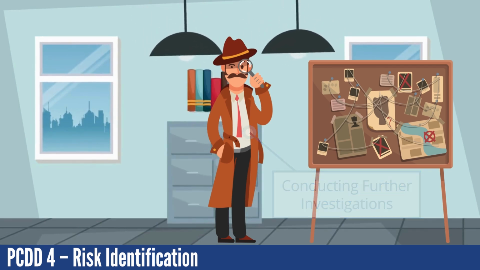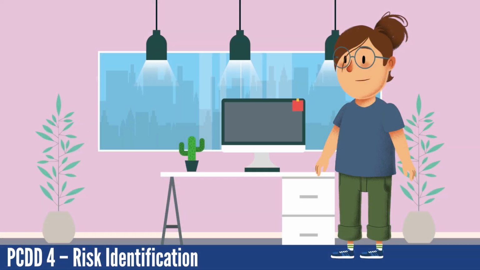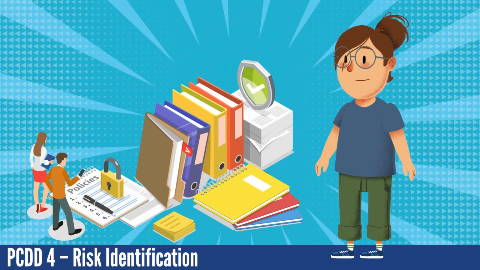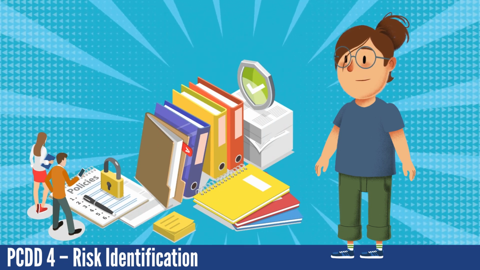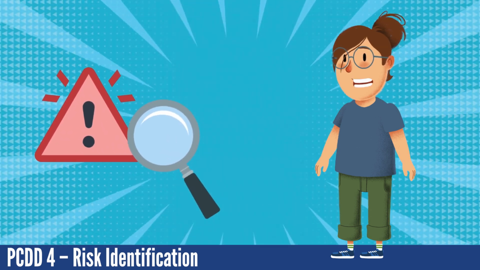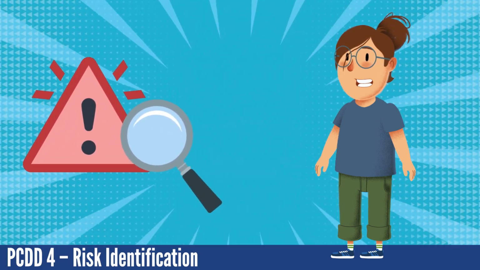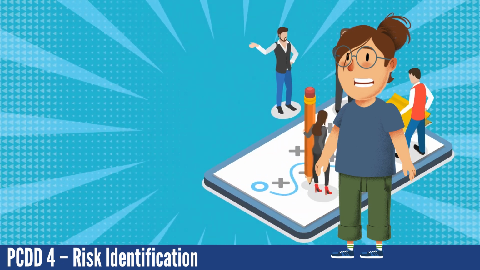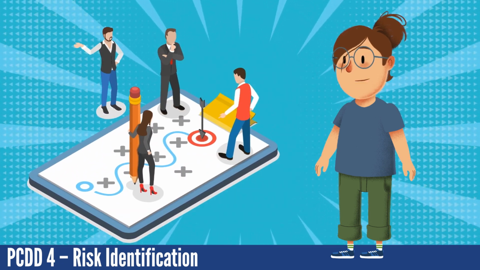Once issues are identified, it's important to take corrective action to address them effectively. This involves working with the third party to develop remediation plans to help resolve the identified issues. Corrective action should be designed to remediate the issues and prevent their reoccurrence in the future.